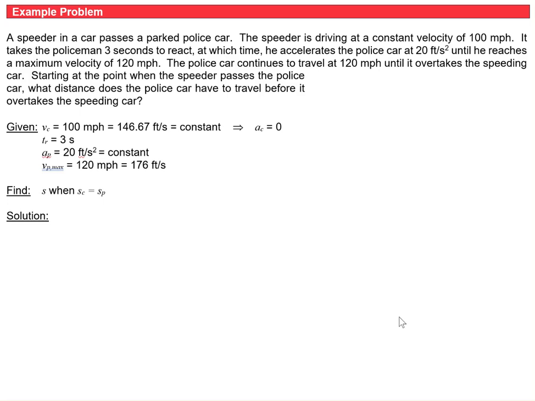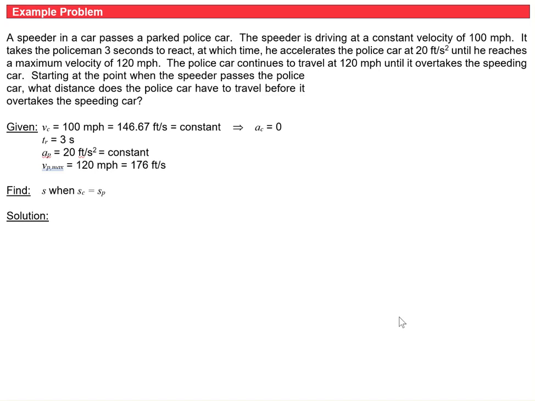In this problem, we have a speeder in a car that passes a police car. The speeder is driving at a constant velocity of 100 miles per hour. It takes the policeman 3 seconds to react, at which time he accelerates the police car at 20 feet per second squared, until he reaches a maximum velocity of 120 miles per hour. The police car continues to travel at 120 miles per hour until it overtakes the speeder.